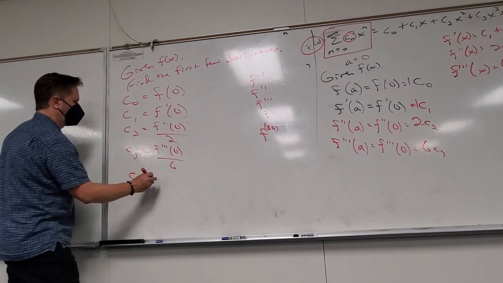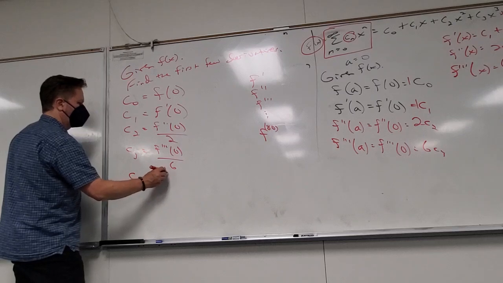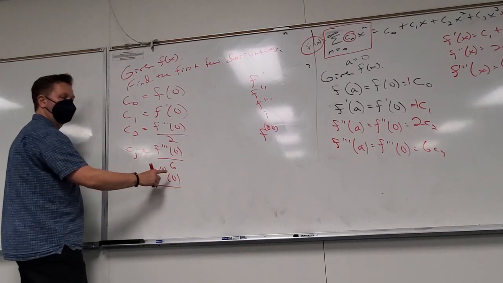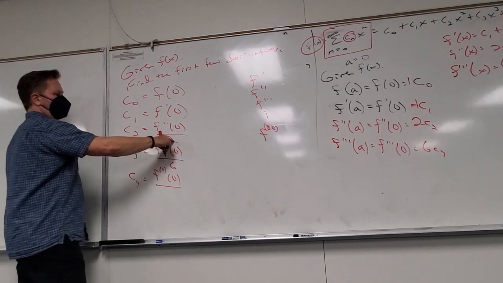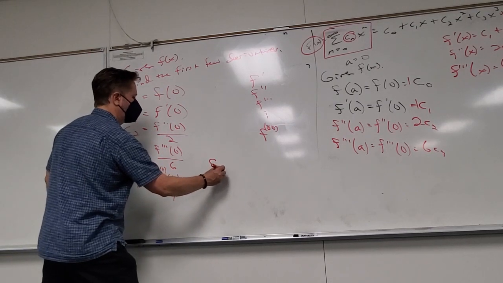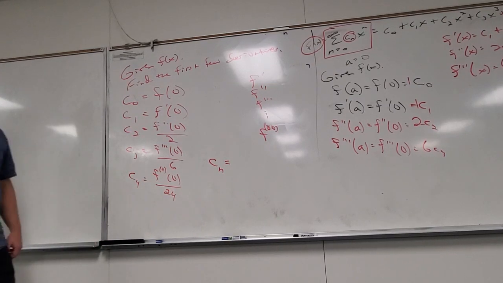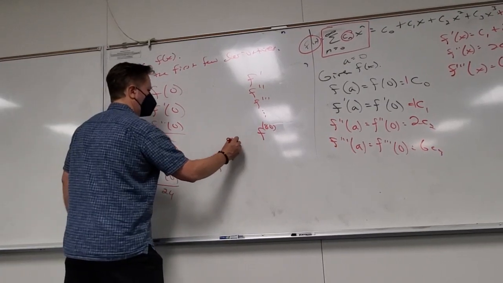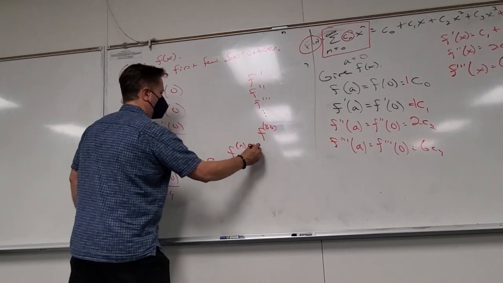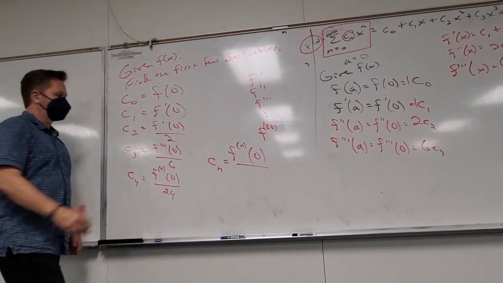C4, what do you think C4 is going to be? We didn't even do it, but what do you think it's going to be? F4 of 0 divided by 2 times 3 times 4. So what is Cn going to be? The nth derivative divided by n factorial.